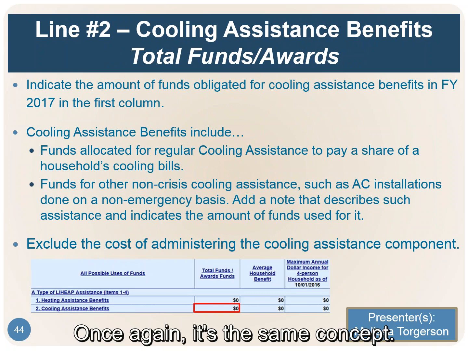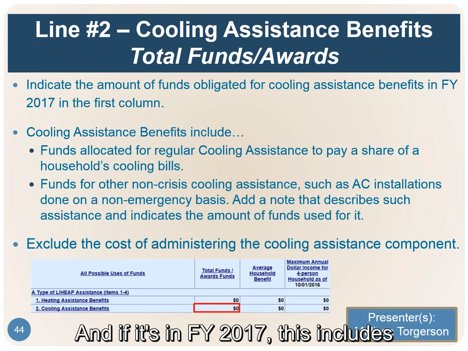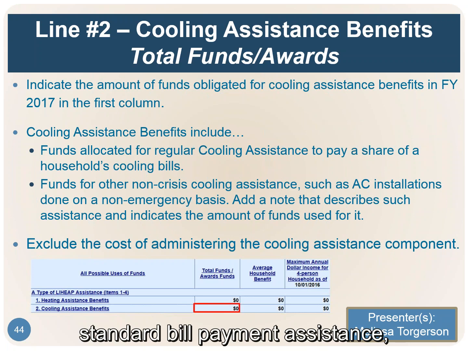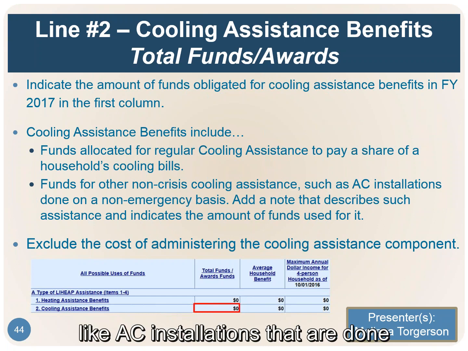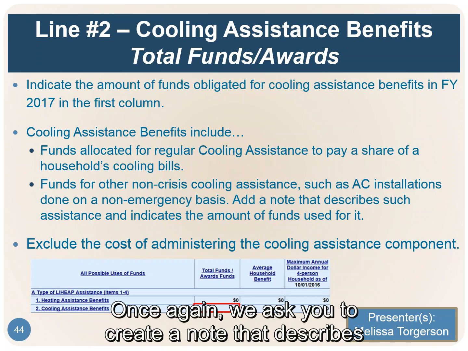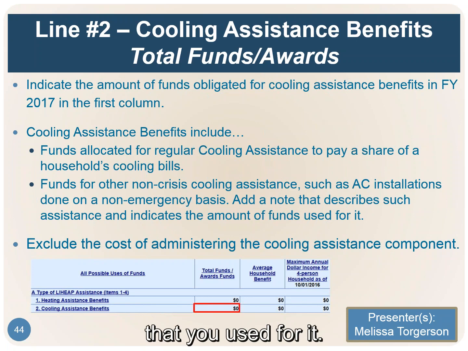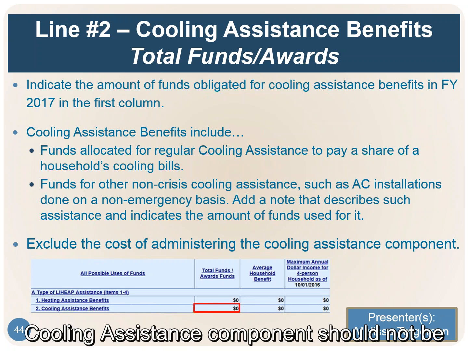Once again, it's the same concept. You're going to indicate the amount of funds obligated for cooling assistance benefits in FY 2017. This includes your standard bill payment assistance, and it also includes non-crisis cooling assistance like AC installations that are done on a non-emergency basis. We talk about those things outside of bill payment assistance. Once again, we ask you to create a note that describes what those might be and the amount of funds that you used for it. Administration associated with the cooling assistance component should not be counted in this line.